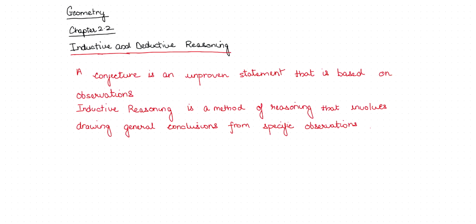A conjecture is an unproven statement that is based on observations. Inductive reasoning is a method of reasoning that involves drawing general conclusions from specific observations. So let's do some problems, then it will be more clear.